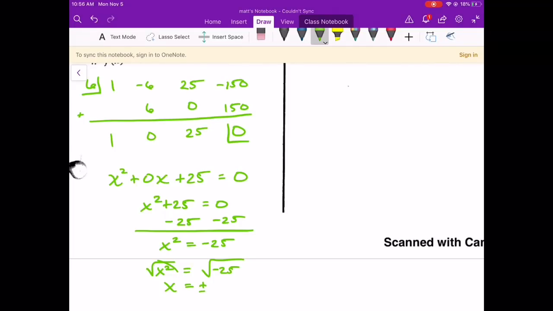Now, a negative underneath the radical is going to bring i into it, because keep in mind that the square root of negative 25 is the square root of negative 1 times the square root of 25. Well, the square root of negative 1 is i, and the square root of 25 was 5. So you multiply those together, you get 5i. So I have plus or minus 5i as my other two zeros that go along with 6.